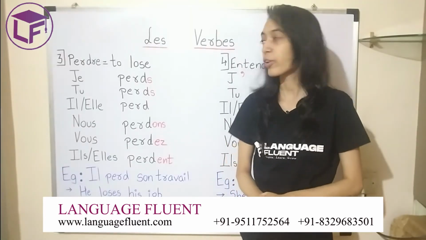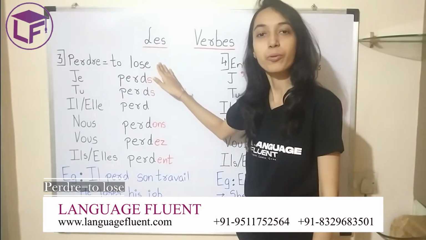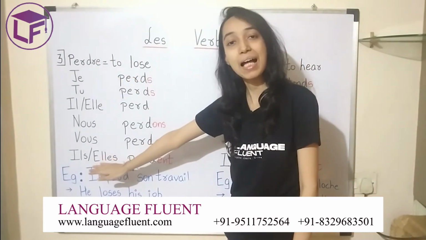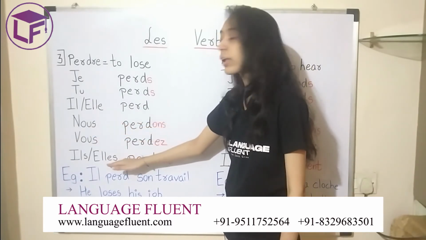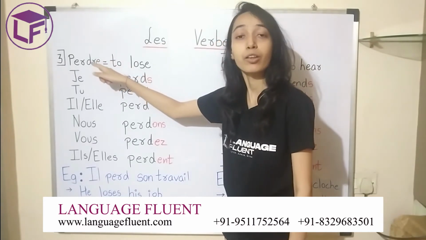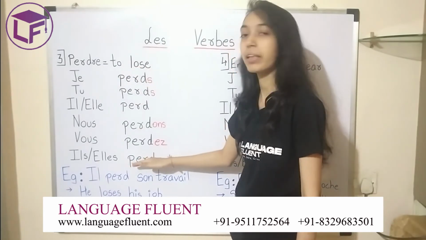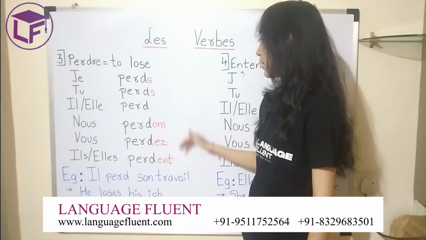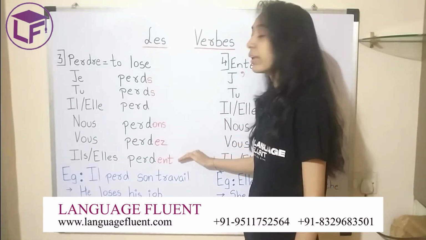Now, the third verb is perdre. Perdre, which is to lose. To lose. Again, we write subject pronouns as it is. Je, tu, il, elle, nous, vous, ils, elles. From perdre, we eliminate RE and the word we get is PERD. So we write PERD to each and every subject pronoun and we add endings. S, S, nothing, ONS, EZ, ENT.